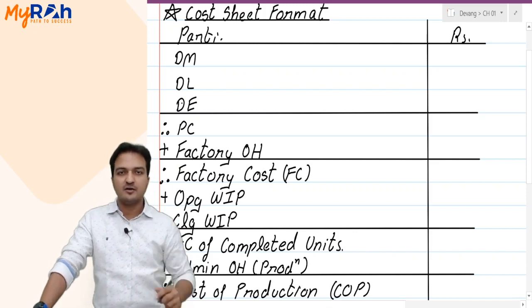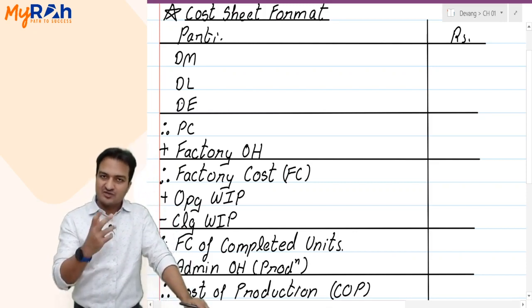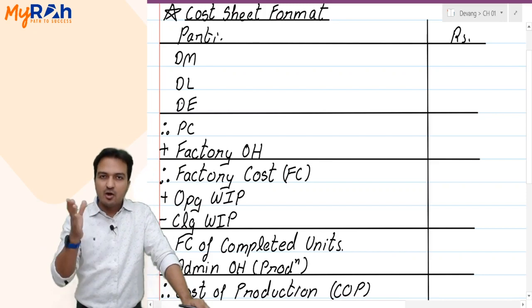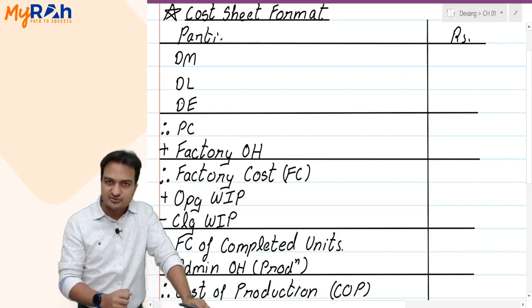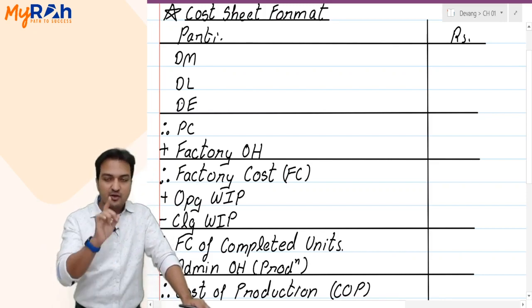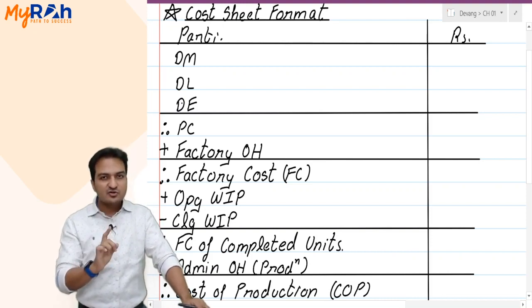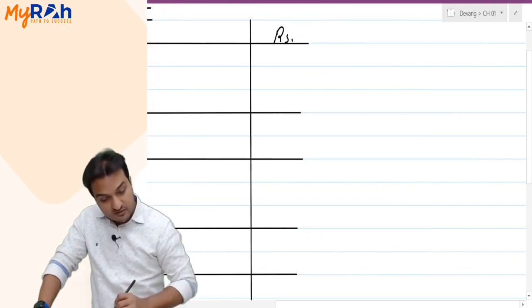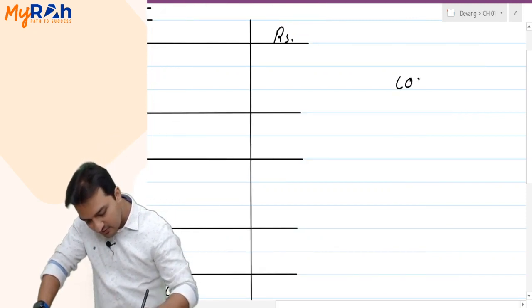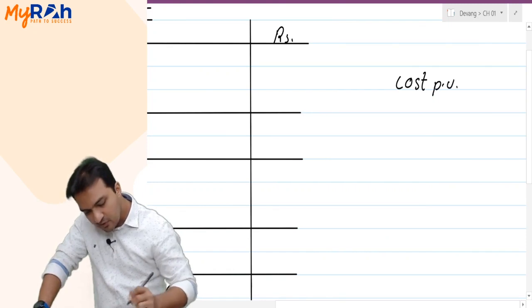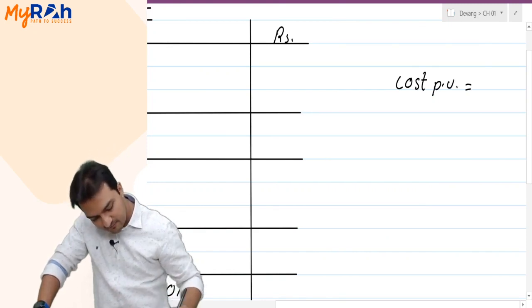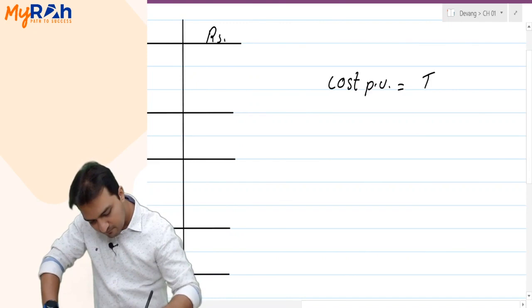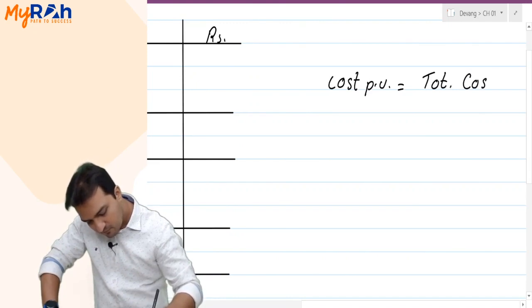Remember, I told you earlier that in case of costing, there were two types of industry: order based industry and continuous industry. In case of continuous industry, you calculate cost per unit. How? In case of continuous industry, you had calculated cost per unit by taking total cost divided by total units.